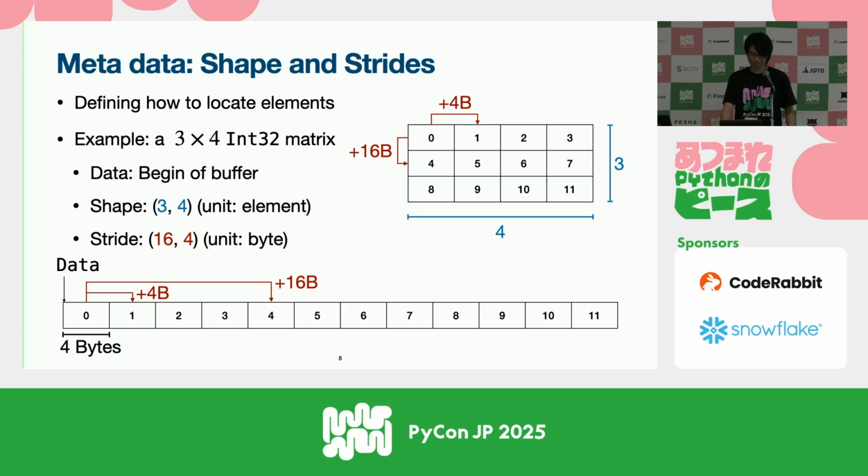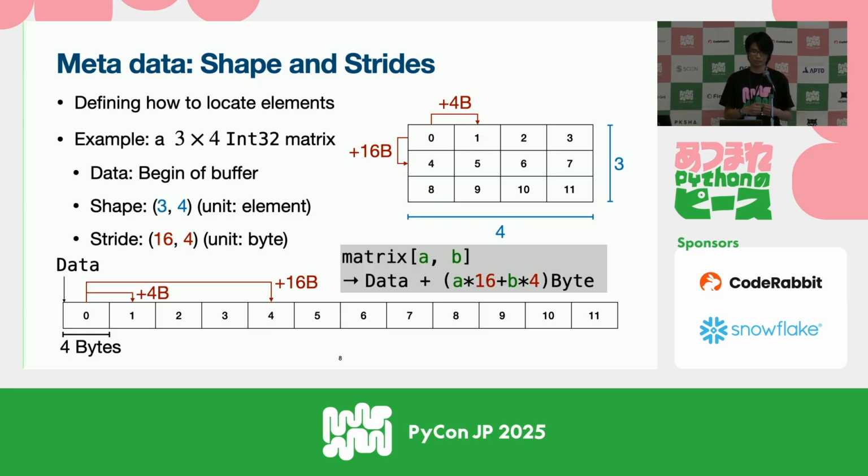The unit is byte. With these metadata, we can simply get any element in the matrix using this formula, with A and B, with A less than 3 and B less than 4.